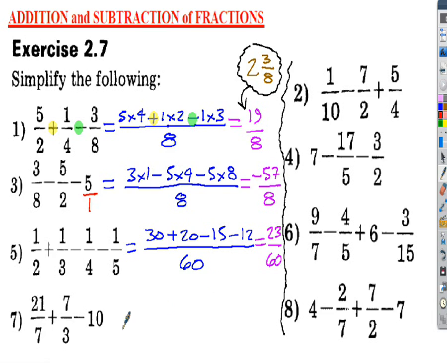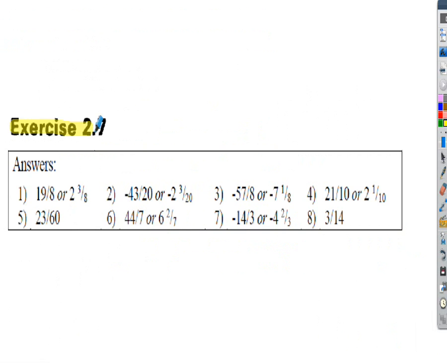I will leave you to solve the rest of the solutions. Don't forget the 10 in this case is divided by 1 if that helps you. Over here the 7 is divided by 1, 6 is divided by 1, and the 4 and the 7 also divided by 1, if that helps you to keep your formatting. The answers to the question are shown on the following slide. Exercise 2.7, here are the answers for question 1 through to question 8.